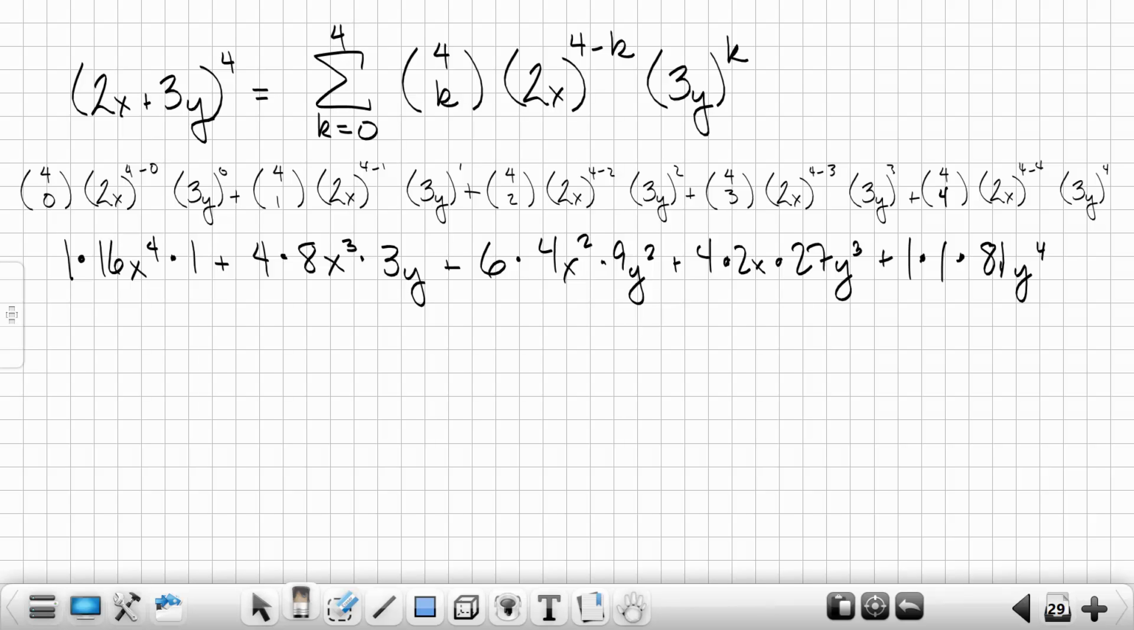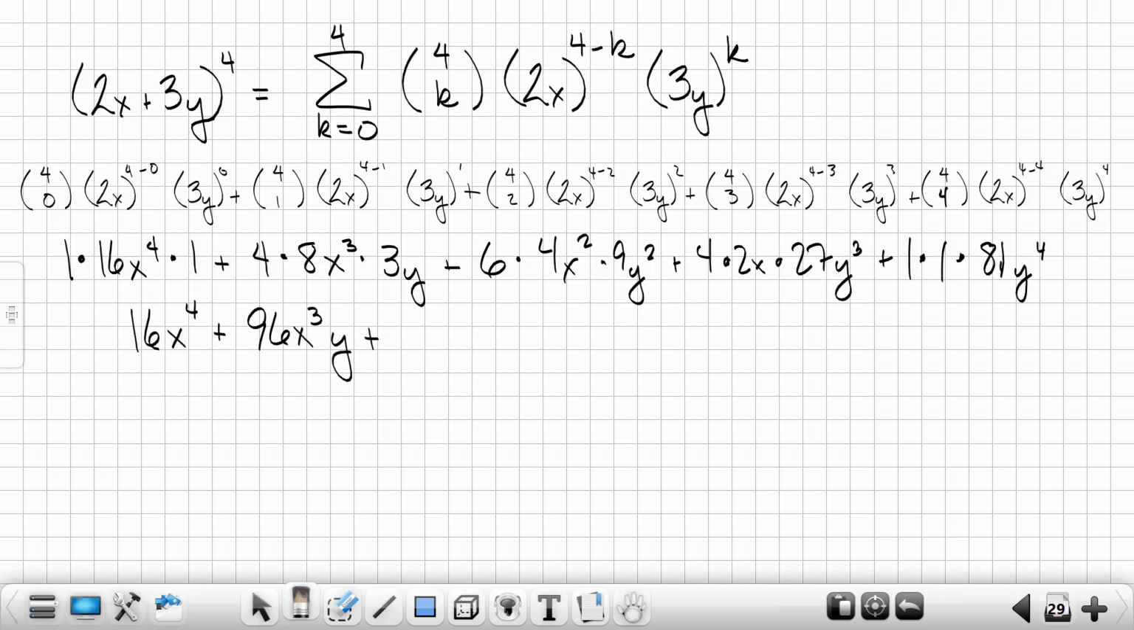It got a lot smaller. I don't have to shrink my writing at all in order to fit it on one line. Then we just go ahead and do it. 16 times 1 times 1 is 16. 4 times 8 times 3 is 96. Yep, I'll buy that. X cubed y.